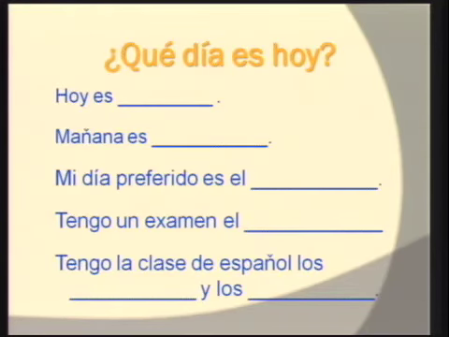Now, if you're talking about something that goes on every Tuesday and Thursday, like our Spanish class is Tuesdays and Thursdays, you would say, tengo la clase de español los martes y los jueves. Use los martes y los jueves. Los and los. That means it's something you do every week on that day. Preguntas, ¿no? Bien.